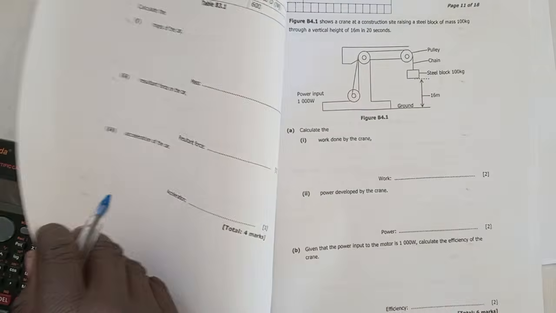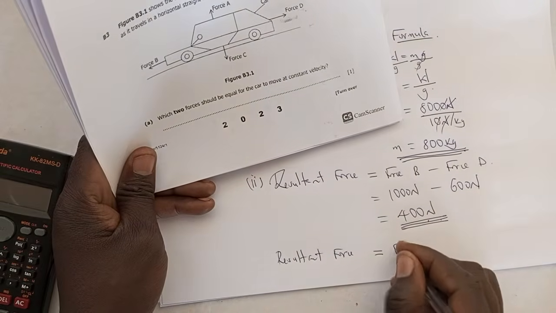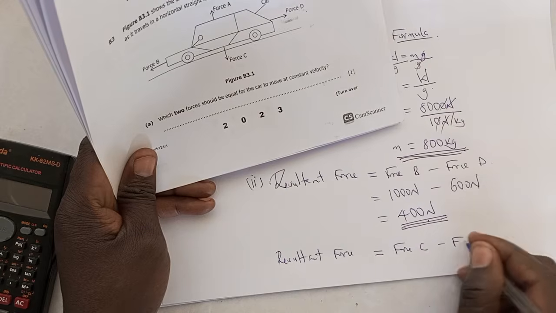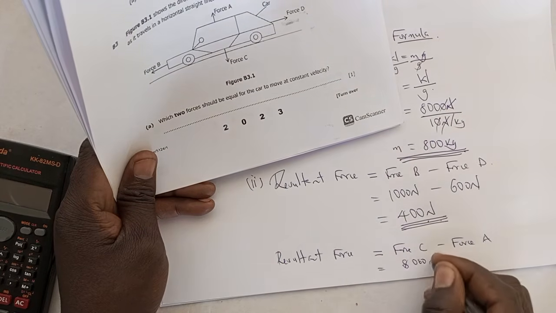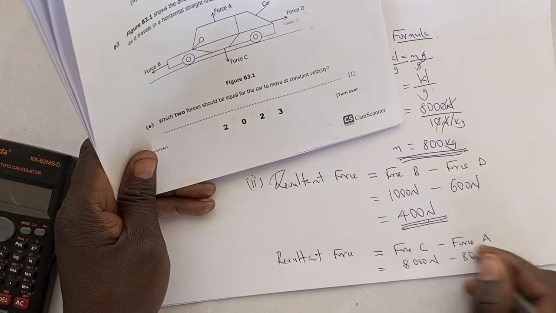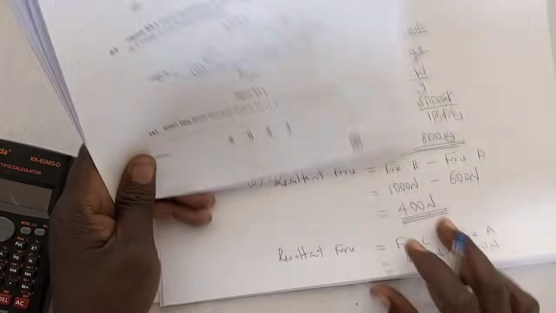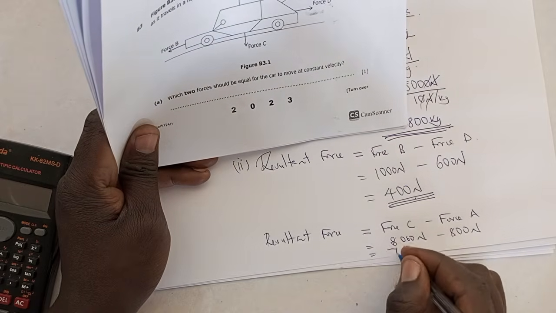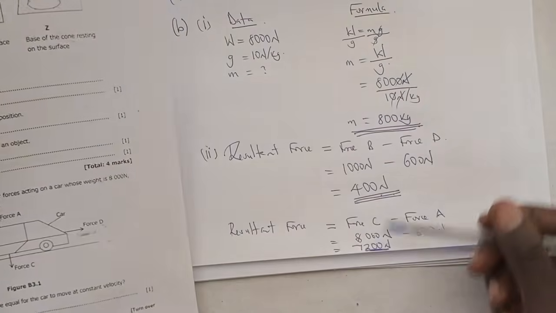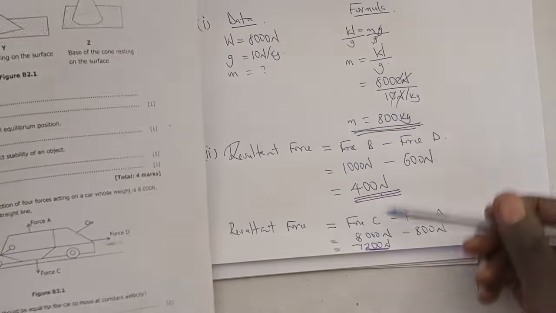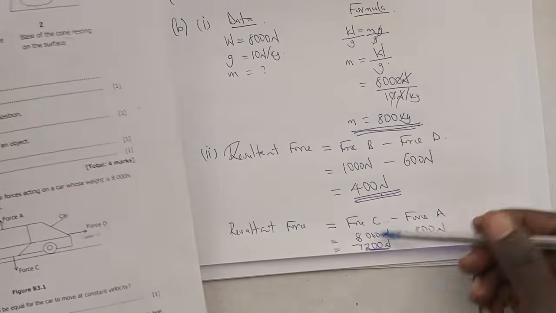So in this case, force A is 800, force C is 8000. So we're going to say force C minus force A. Force C is 8000 newtons minus 800 newtons. When you do the math there, you are going to find that it will be 7200 newtons as another resultant force. Now, we need to find the overall resultant force. We've just found two resultant forces, but we need to find the overall one.